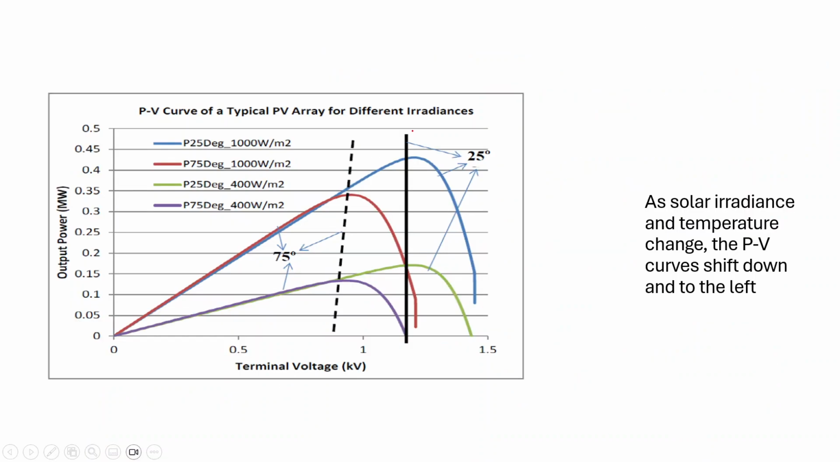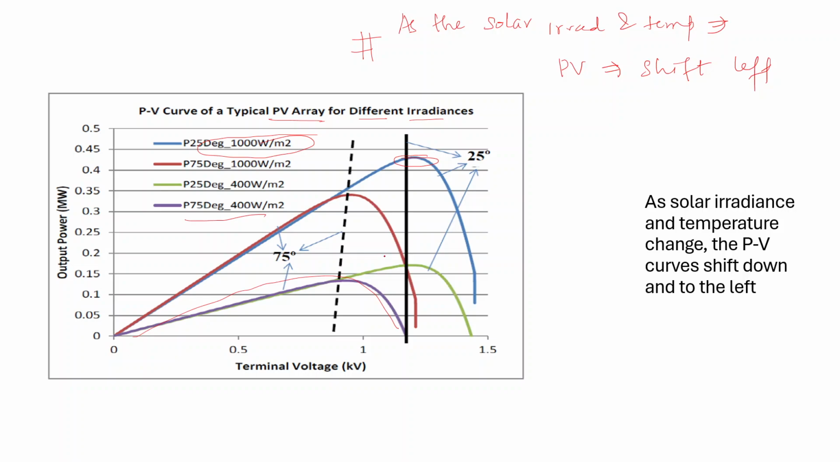Now this is the PV curve of a typical array for different irradiances and different temperatures. So for 75 degree 400, this will be like this. At different temperatures, as you can see, at a higher irradiance the output generated will be greater. But as the solar irradiance and the temperature change, the PV curve will always be shifted down. This is the most important thing. As the solar irradiance and temperature change, the PV curve will always shift down, and it will shift down toward the left. You can see here, it is shifting down towards the left.